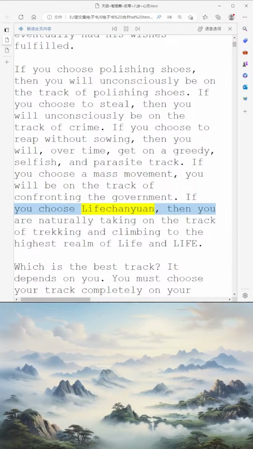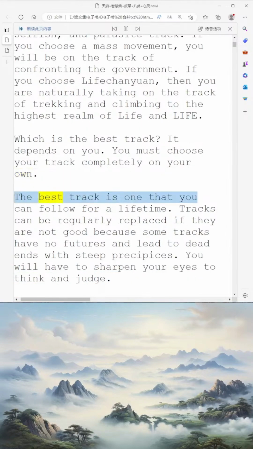If you choose life at Chanyuan, then you are naturally taking on the track of trekking and climbing to the highest realm of life and life. Which is the best track? It depends on you. You must choose your track completely on your own. The best track is one that you can follow for a lifetime.